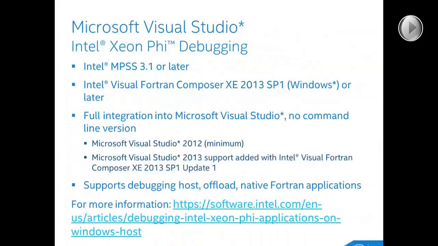We've talked about the minimum requirement for Visual Studio 2012. If you are a user that's using Visual Studio 2013, you will want to get our Update 1 to Service Pack 1. That's where we introduced support for Visual Studio 2013. And these debug extensions don't really impact the debugging of the host, but what you can do is you can debug on the host, you can debug offloaded code, and you can debug native Fortran applications. The article that I've cited at the bottom of the page has some more complete information on debugging specific to Xeon Phi in the Visual Studio environment.